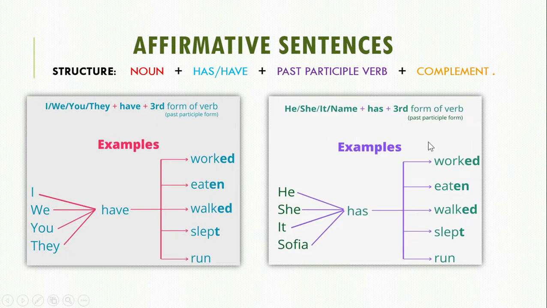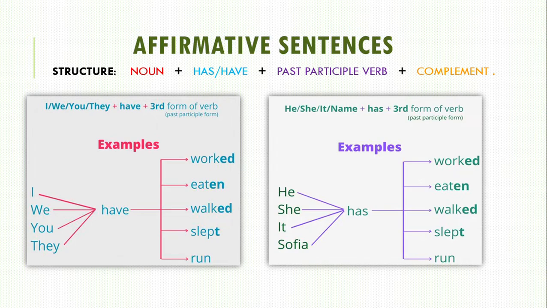Next, for the third person singular, he, she, and it, and any proper noun, we will use has as auxiliary. The same, we need to add any past participle verb. We can say she has worked, he has walked, Sophia has eaten pizza, as an example.